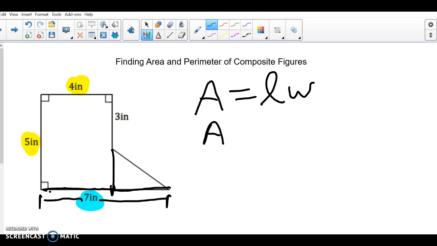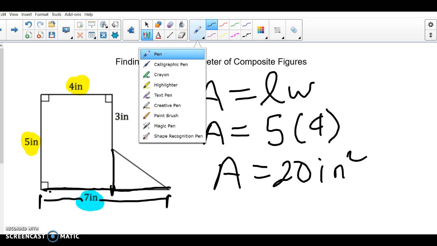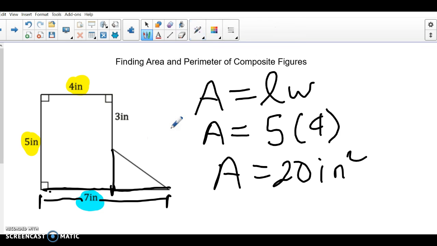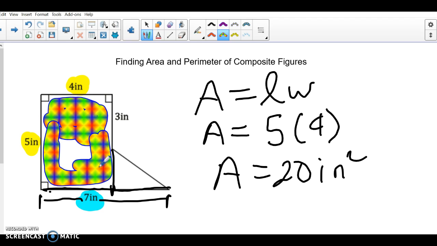So to find the area, we just need to substitute into our formula. So we're going to do 5 times 4, and then we know the area is going to be 20, and that's going to be inches squared. So 20 inches squared is going to give us the, hold on, there we go. That's not it. Sorry, guys. There we go. That's what I'm looking for. So this space right in here, nice rainbow color, the area of all of that space inside there, that is going to be 20 inches squared.